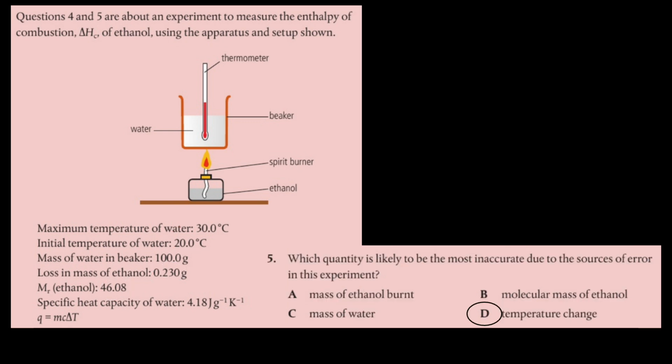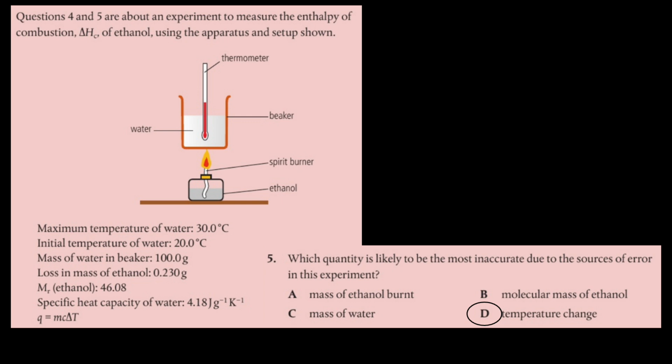Number 5 says which quantity is likely to be the most inaccurate due to sources of error in the experiment. So let's go through our answer choices. For the mass of ethanol burnt, the mass is going to be measured by weighing the burner before and after the experiment. So while there may be a slight inaccuracy due to the evaporation of ethanol, the mass measurements of a balance are usually pretty accurate.